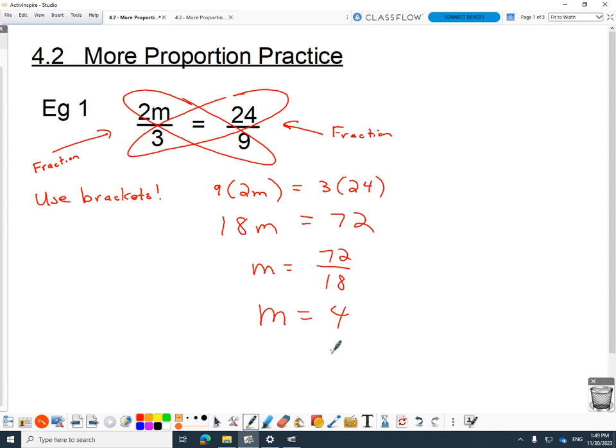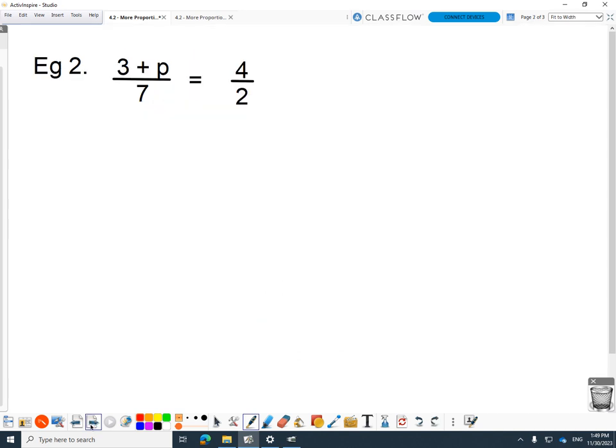Use the brackets. If things are complicated at all, use the brackets. Do you see what I did to make this more difficult? It wasn't 3 times p. It was 3 plus p. And that changes things.